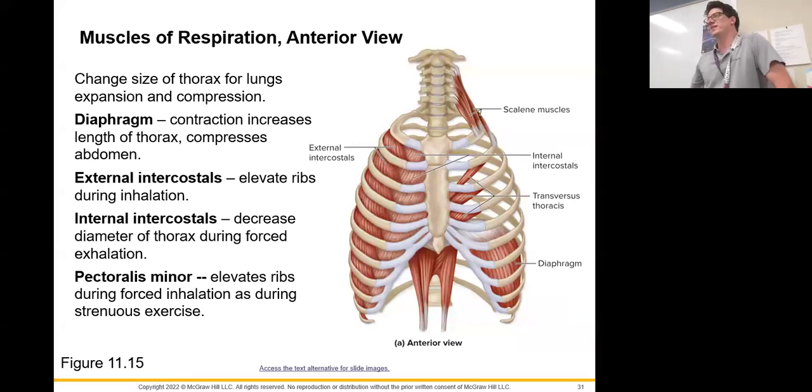Now, forced inhalation is usually going to occur because of exercise. Whenever we need to get more air in to feed more air into the muscles, that's when we're going to be doing the kind of forced inhalation.